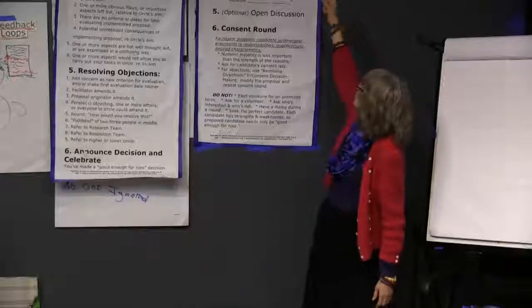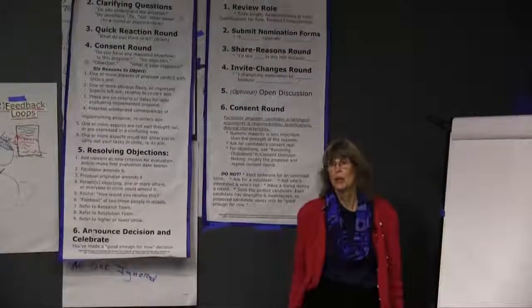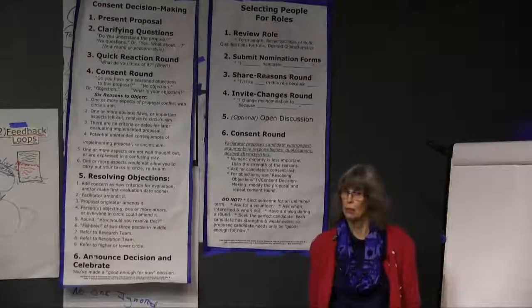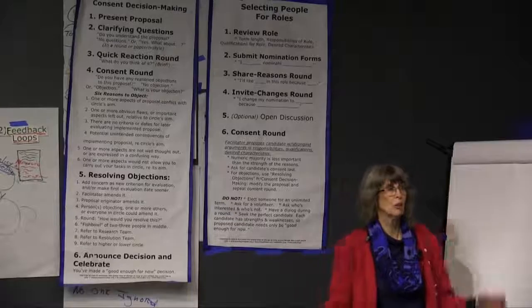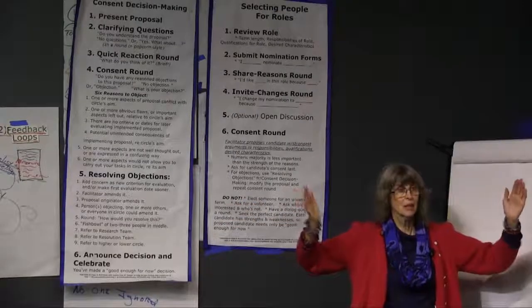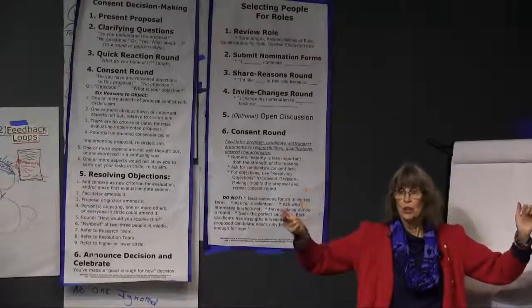The 6 steps are, first of all, we review the role. We don't just select somebody. We do the very important work of knowing how long the term length is. A year? 8 months? 6 months? This is crucial. You will see why.